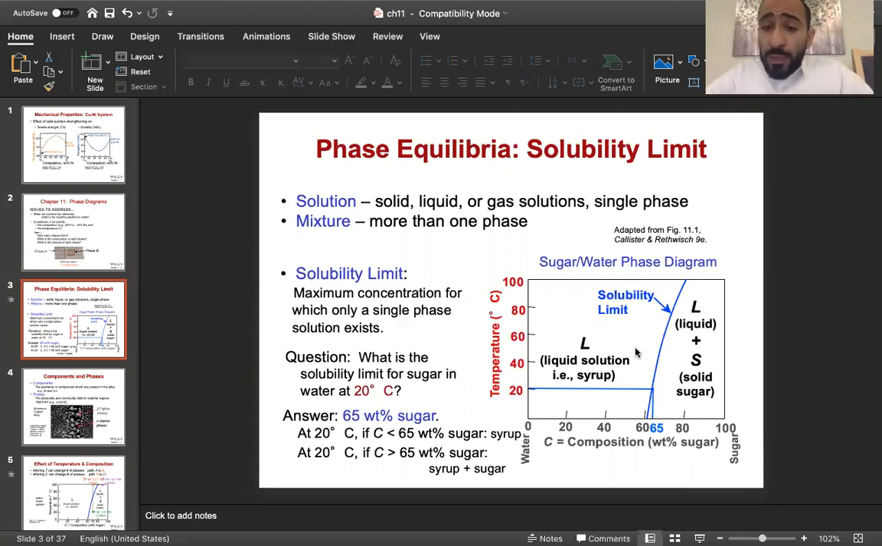So by using this phase diagram, we can know at a certain composition and temperature what the phases are that can exist, right? So for example, at 80% sugar at room temperature, you have two phases. So at this point, you have two phases. You have liquid and you have solid. Okay, also we can play with it.